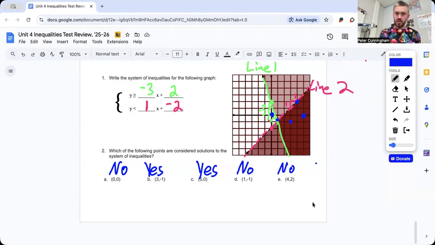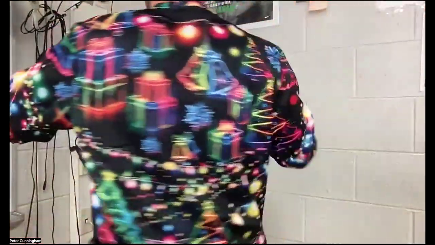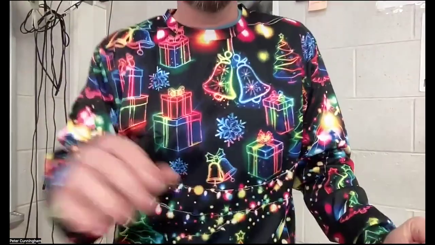How do I stop my screen share? I want to stop my screen share. Stop share. Cool. Just wanted you guys to get one more look at this beautiful sweater, the colors, the bright lights. I don't even know what's on the back. Now you guys do. All right. Peace out.